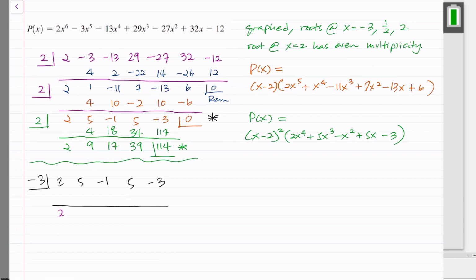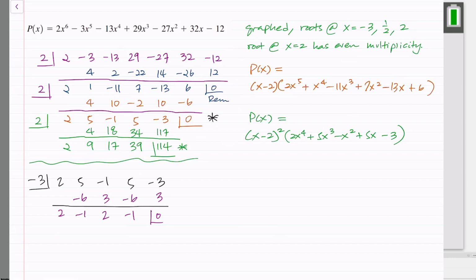And what have I got? Bring down the 2. Negative 3 times 2 is negative 6. 5 and negative 6 is negative 1. Negative 3 times negative 1 is positive 3. Negative 1 plus 3 is positive 2. Negative 3 times 2 is negative 6. 5 and negative 6 would be negative 1. Negative 3 times negative 1 is positive 3. And I get even division, which shouldn't be surprising.